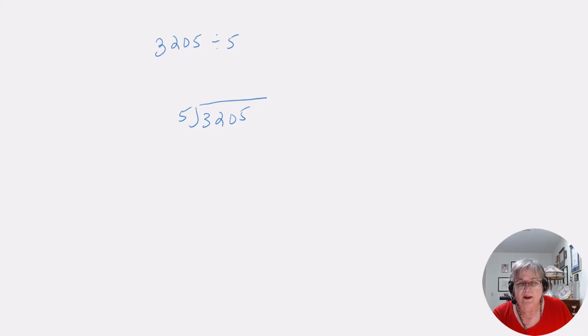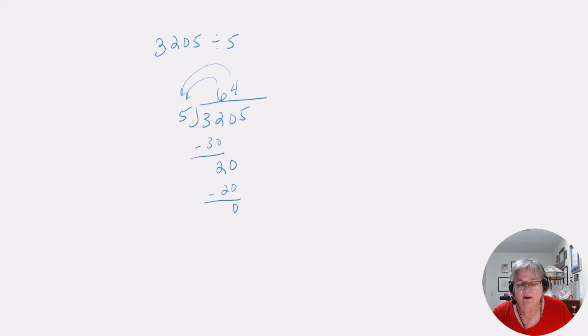Well, from your multiplication tables, 5 times 6 is 30, because 7 would be 35. Okay, 32 minus 30 is 2. Bring down the next column. What can you multiply 5 by to get 20? Well, 4. That would be an exact number. 4 times 5 is 20.